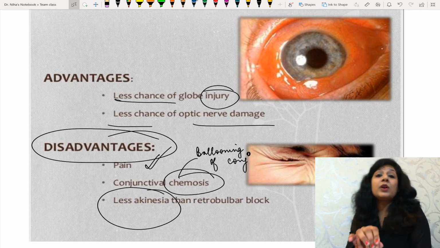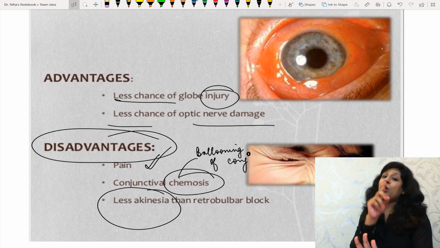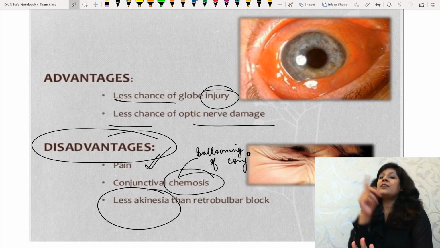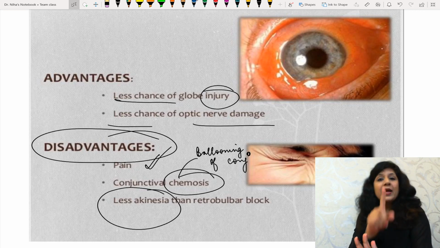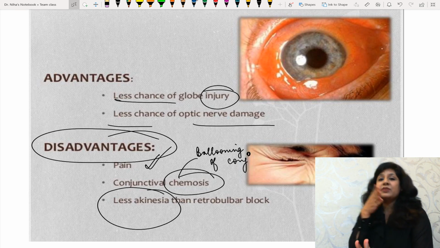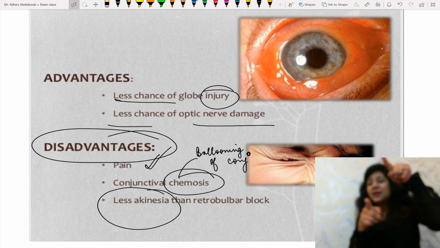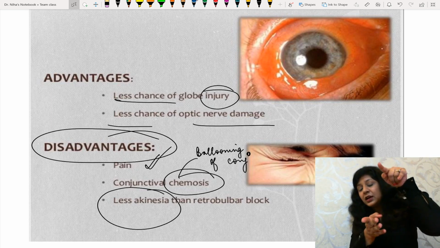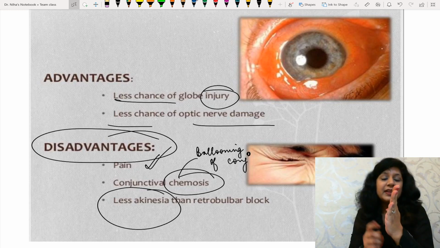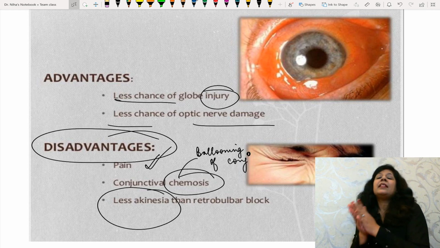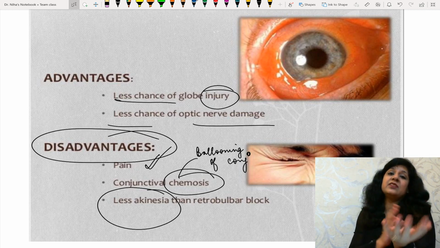Then number 3, what are the spaces in which you are giving? In the retrobulbar block, it is the retrobulbar space. In the peribulbar block, it is the peribulbar space. In the retrobulbar block, we are giving just one injection in the inferior fornix. First it is straight and then at an angle of 45 degrees. In the peribulbar block, 2 injections are used. One upward, one lower, and upward is towards the medial side, lower is towards the lateral side.